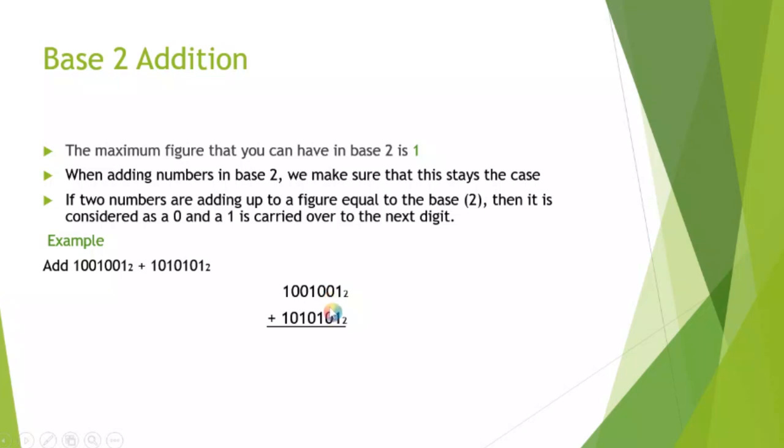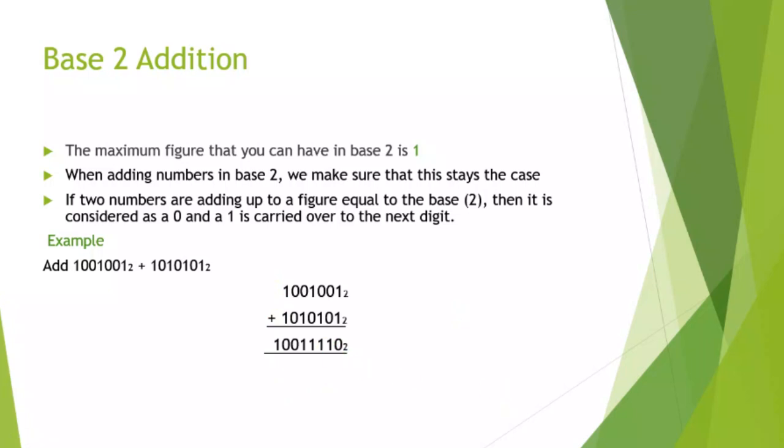So it will be 1 plus 0, which gives us a 1. Here we have 0 plus 1, which gives us a 1. 1 plus 0 is 1. 0 plus 1 is 1. Here we have 0 plus 0, which is 0. Here we have 1 plus 1, which is 2, and then we write a 0 here. We carry over a 1 to the next digit, and then it will be 1 plus 0, giving us a 1. So the answer is supposed to be like this.